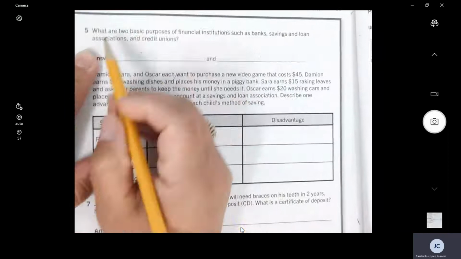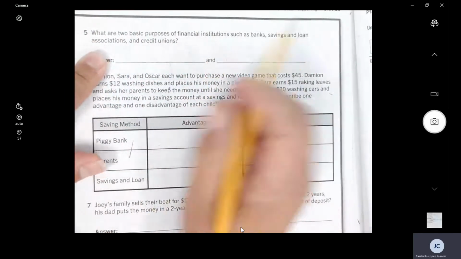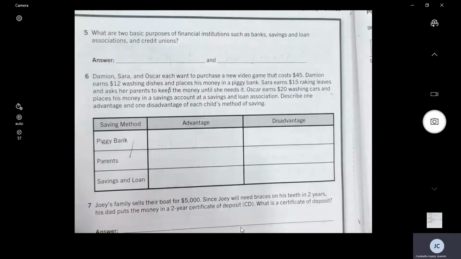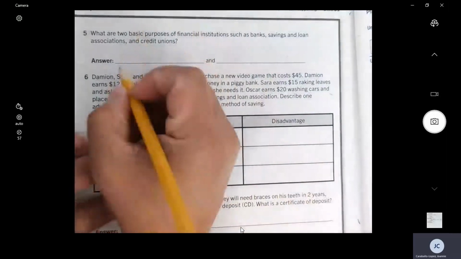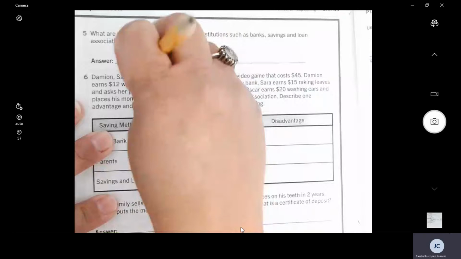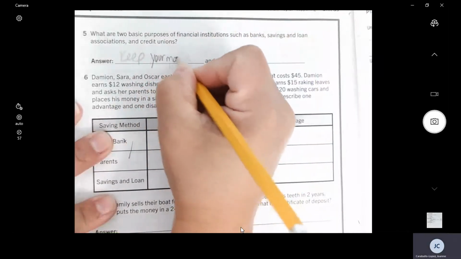Number 5 says, what are 2 basic purposes of financial institutions such as banks, savings and loan associations, and credit unions? What were things that we talked about? What do you go to banks for? Yes, Emily. To save money. So they keep your money safe, right?